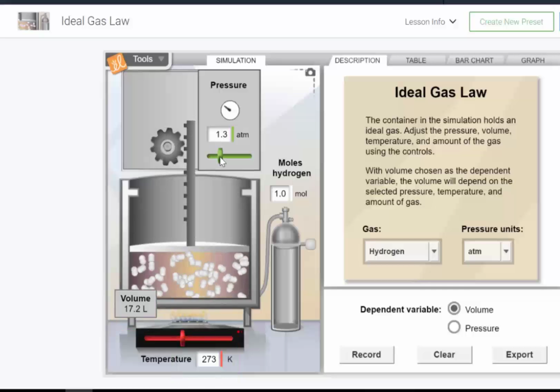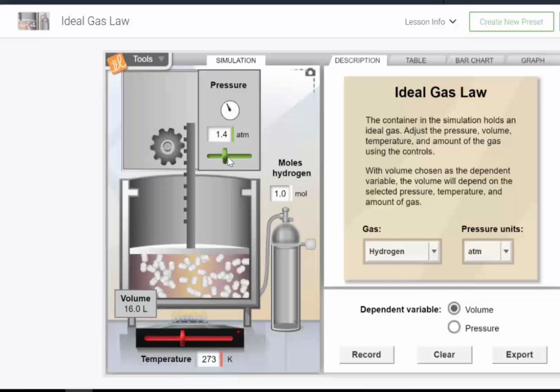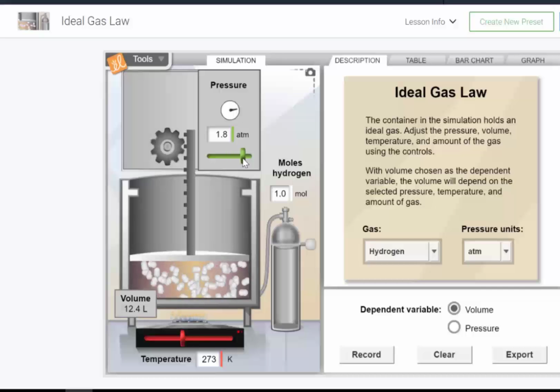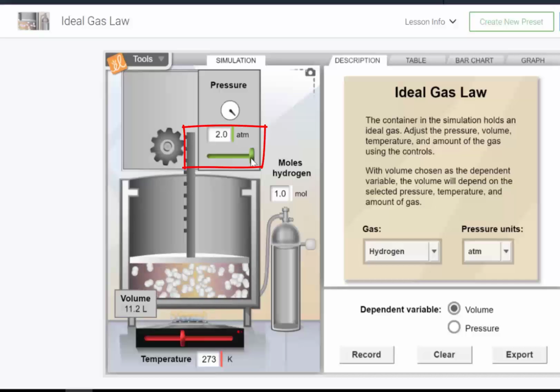Now the idea is that we are slowly increasing the pressure by decreasing the volume. And we're now up to around 2 atmospheres. And perhaps you've noticed that the volume actually has halved. Or another way of thinking about it is we have the volume from 22.4 liters now down to 11.2 liters. Now there's a relationship between volume and pressure. If the pressure doubles, the volume halves.